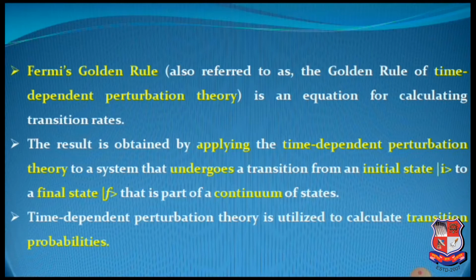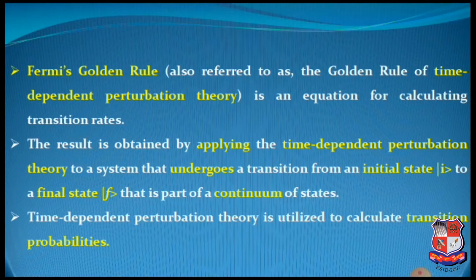So what is the probability for an electron in the valence band to travel towards the conduction band by gaining some amount of energy? So, in a given particular time, how many electrons can travel from the valence band to the conduction band? In order to identify, we will have the Fermi's golden rule, which is also referred to as the golden rule of time dependent perturbation theory. This is nothing but an equation for calculating the transition rates.